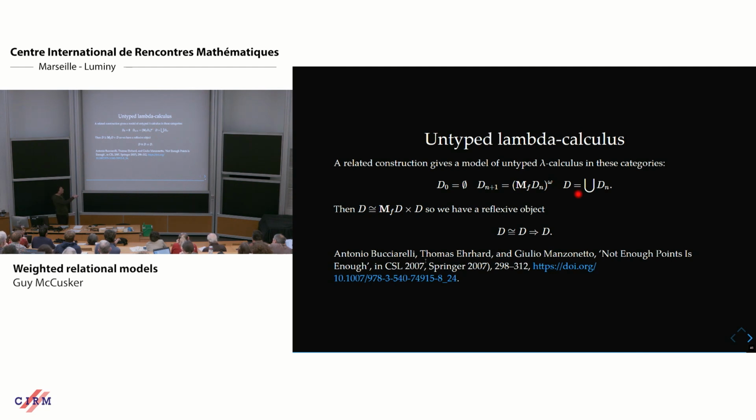And this gives you a reflexive object in these categories. So you have a model of untyped lambda calculus as well. So once you know you have one of these, it's not that surprising that you had a model of fixed points all along, but there we are.